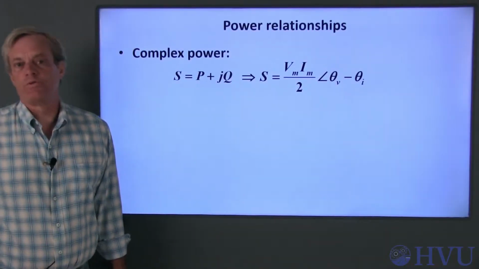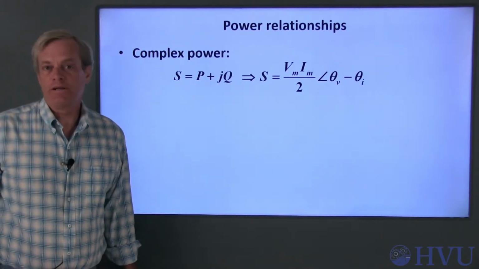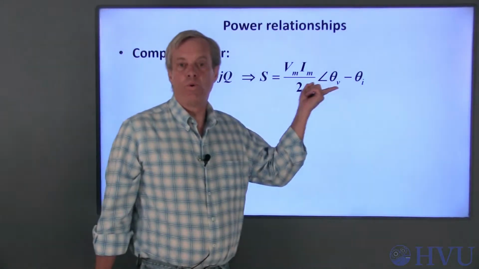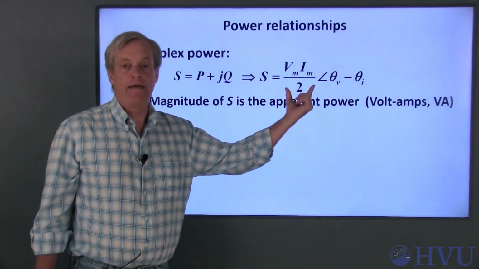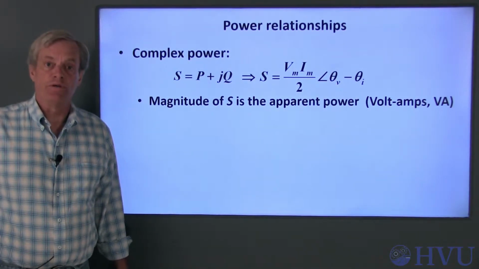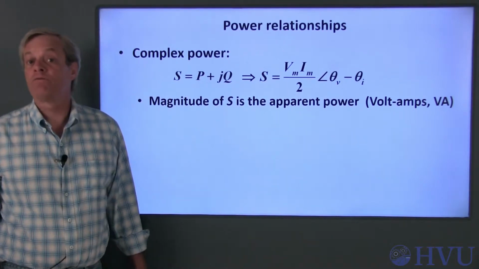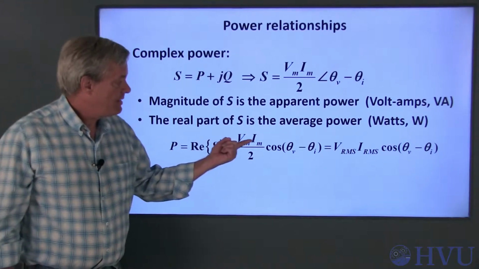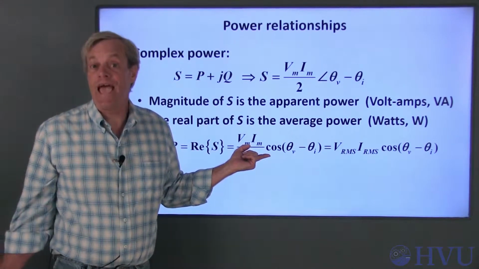Now let's do the math to relate the various parts of complex power to our other power parameters. Complex power is just a complex number, which can be expressed in either rectangular or polar coordinates. The magnitude of the complex power is Vm times Im over 2, which is the apparent power. As I've already mentioned, we use special units, volt amps, to denote apparent power to make sure we differentiate apparent power from average power. The real part of the complex power is Vm times Im over 2 times the cosine of theta v minus theta I, which is the average power.